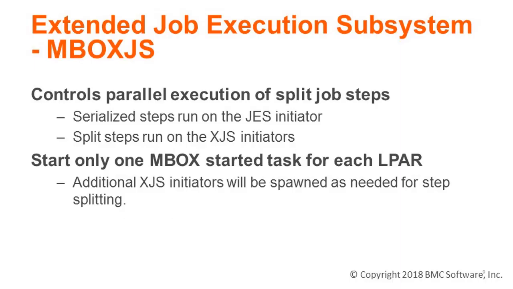The MBOXJS, or Extended Job Execution Subsystem, is started when the MainView Batch Optimizer Job Optimizer component is enabled. The default subsystem ID is MBOX. When the Job Optimizer component is executing, batch job steps execute in either serial or parallel fashion. The serialized steps run on the JS initiator, while the split steps run on the XJS initiators. Start only one MBOX started task for each LPAR. Additional XJS initiators will be spawned as needed for step splitting.